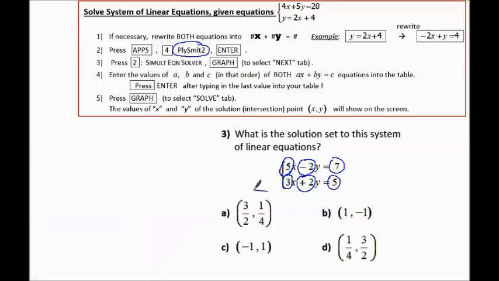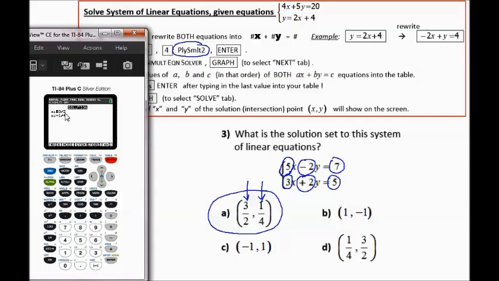So we see that in option A, the 3/2 first and then the 1/4. Make sure you match them up correctly.